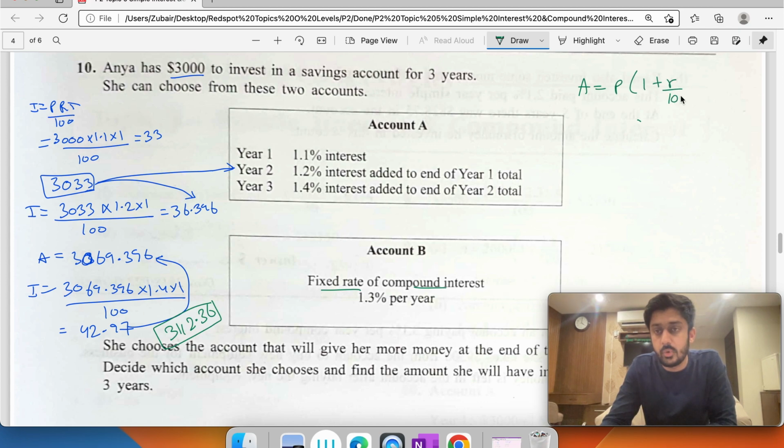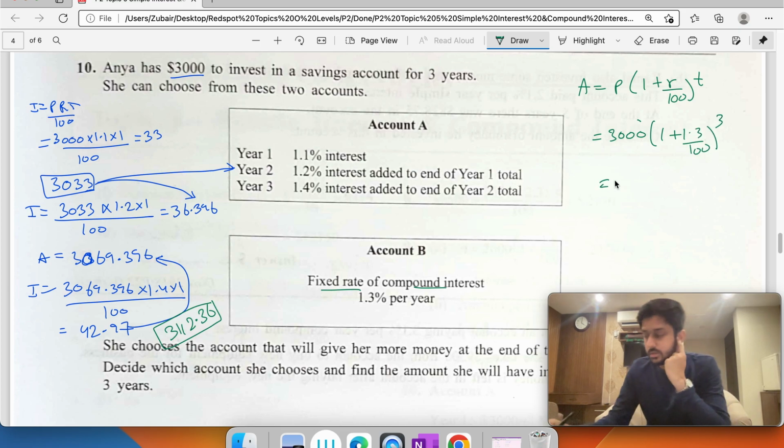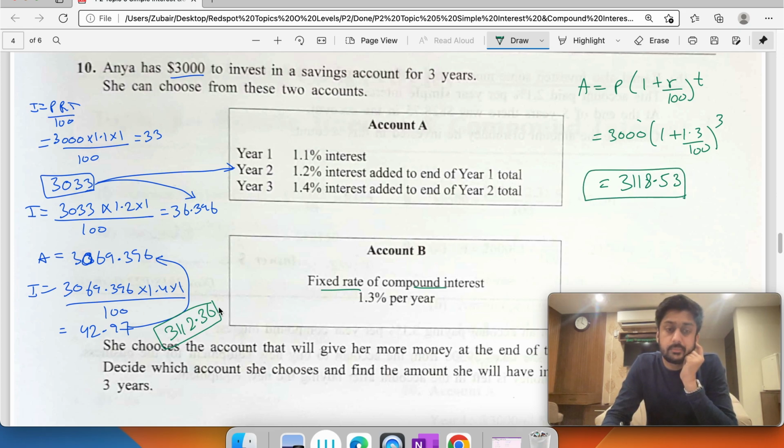For account B, which is a fixed rate of compound interest, A equals P times 1 plus R over 100 to the power T. So principal amount was 3,000, 1 plus rate is 1.3 by 100 for 3 years. So 3,000 times 1 plus 1.3 by 100 to the power 3, and it is 3118.53 rounded. So the difference is very clear, 112 and 118 something, that account B pays more.